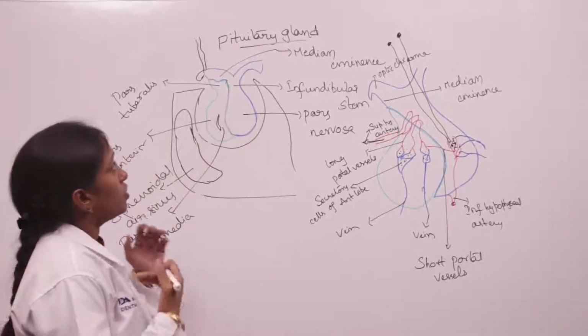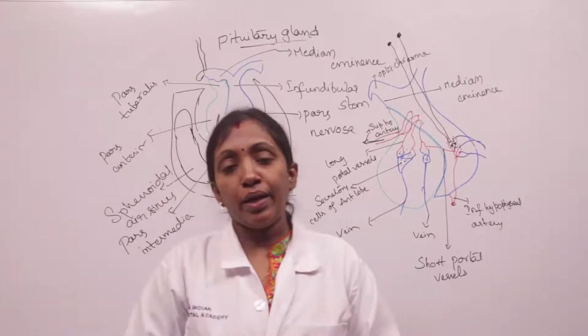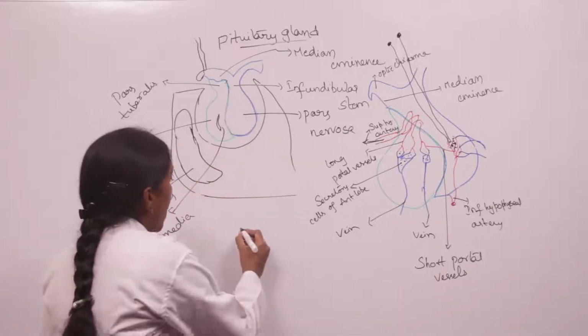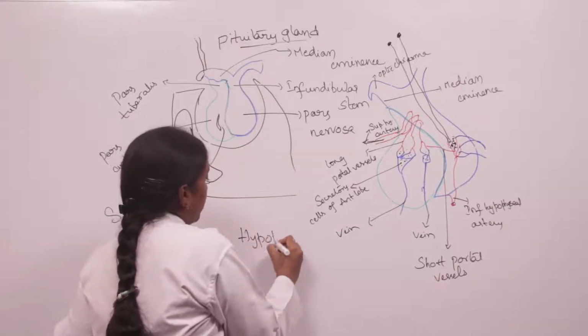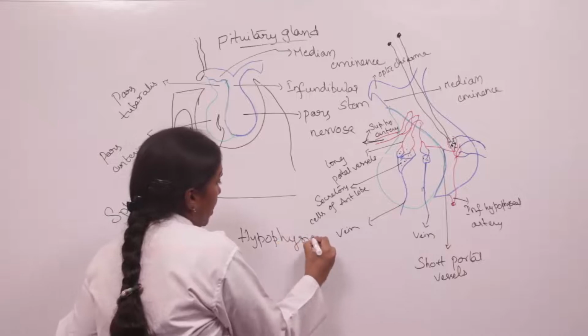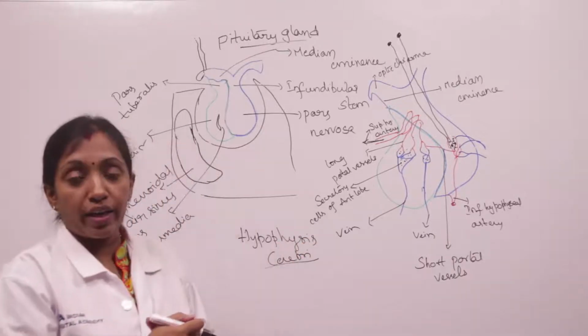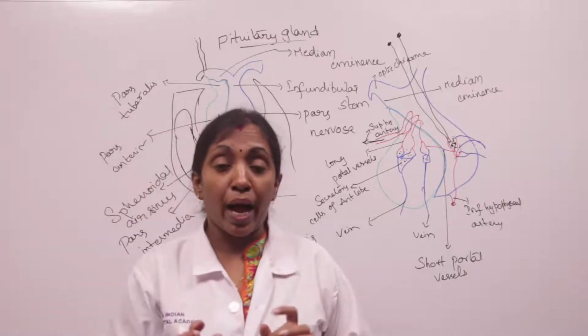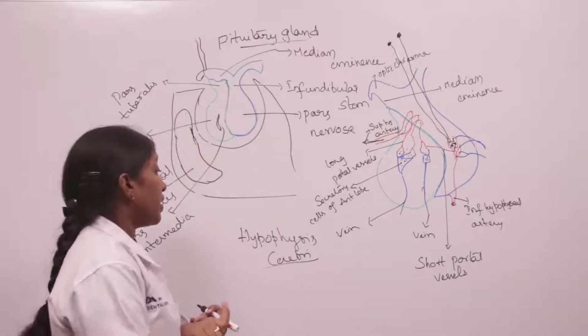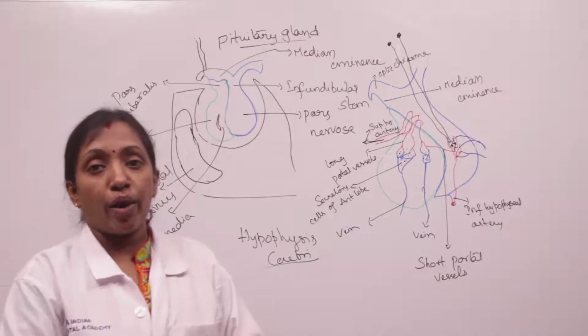So today we are discussing the pituitary gland. The pituitary gland, otherwise called hypophysis cerebri, is situated in the middle cranial fossa on the body of the sphenoid.